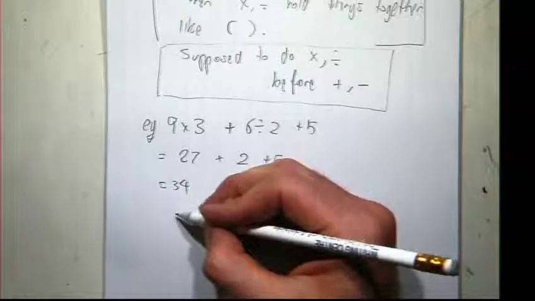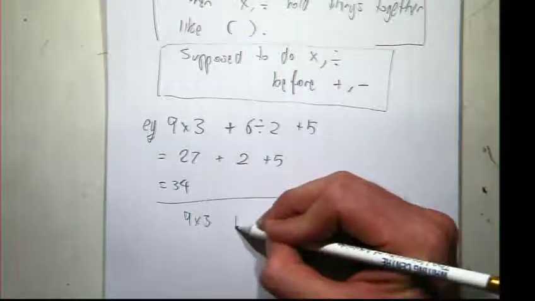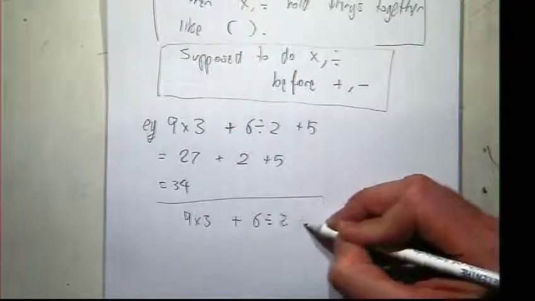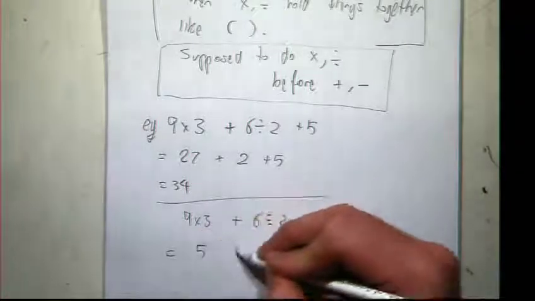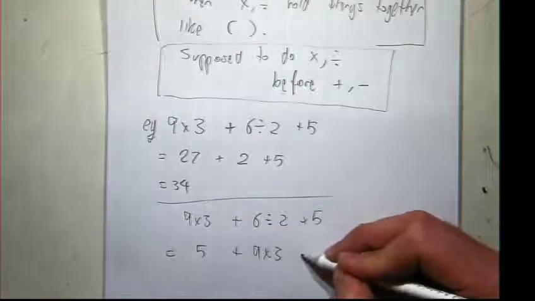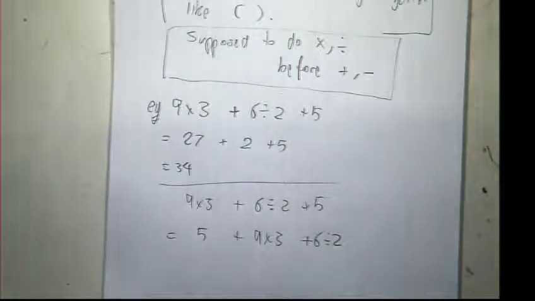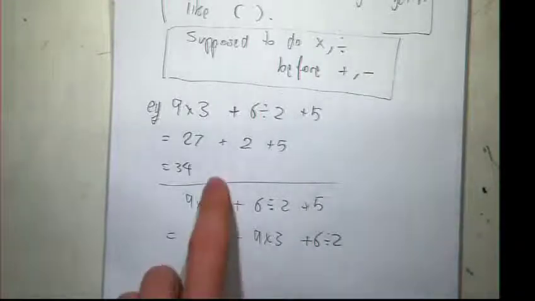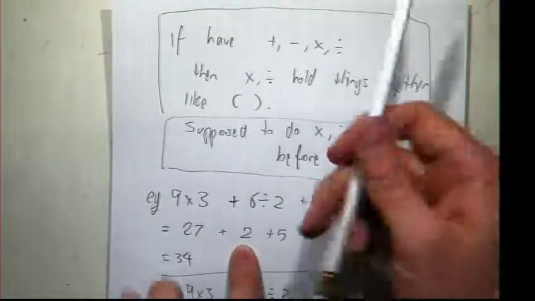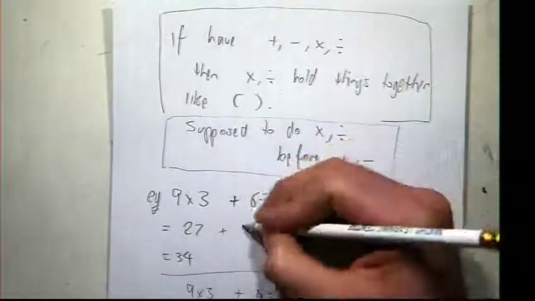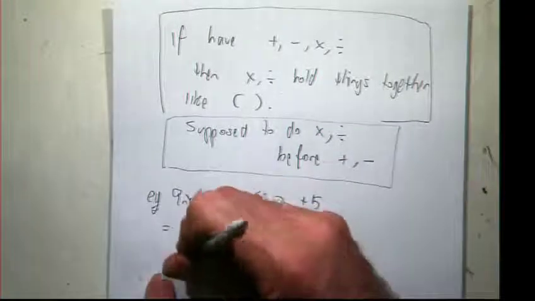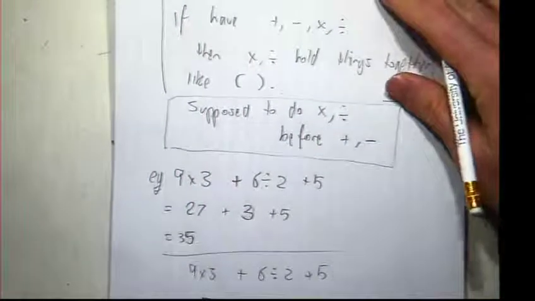But I could just as easily have gone, oh, well, that's the same as this, if I wanted. The things that were multiplied move together as a block, because I'm going to have to figure them out anyway. I think that's 27 plus 3. Oh, yes, you're right. Thank you. 6 divided by 2 is totally not 2. Thank you. Which would be 35 then.